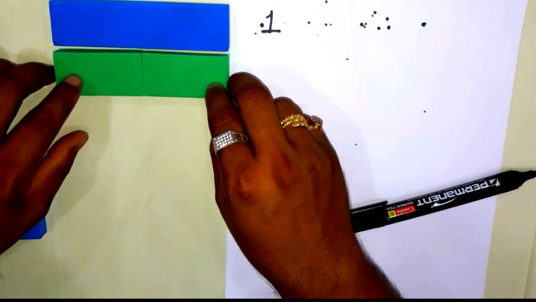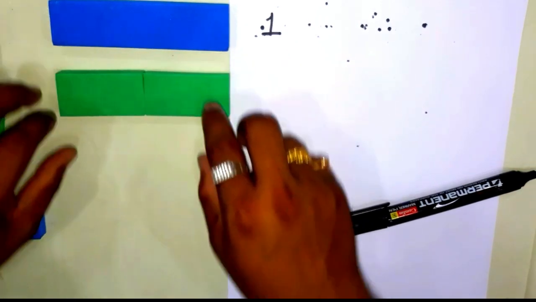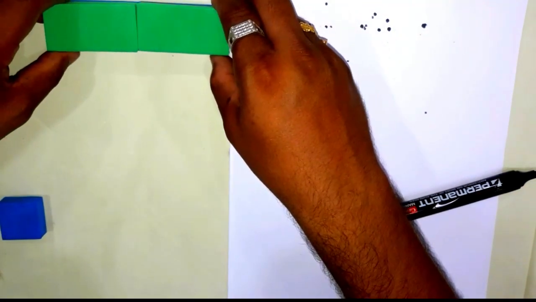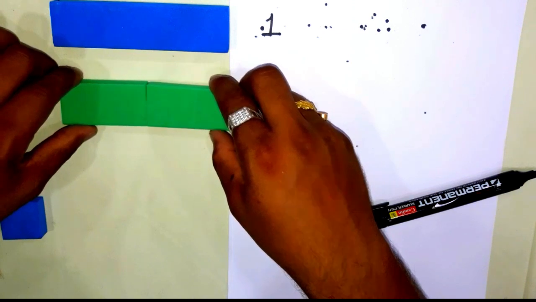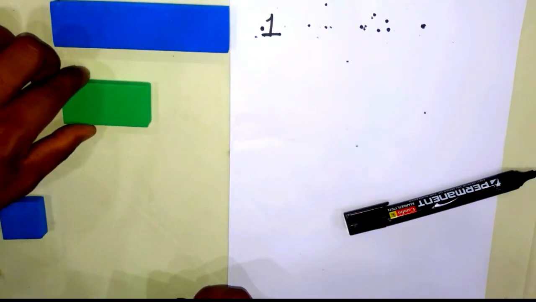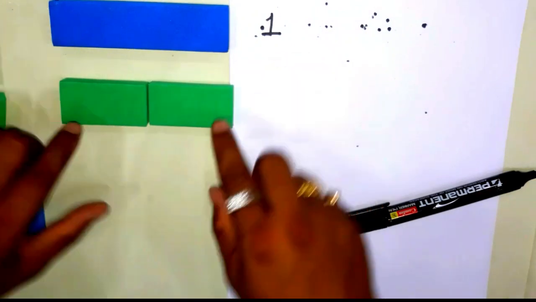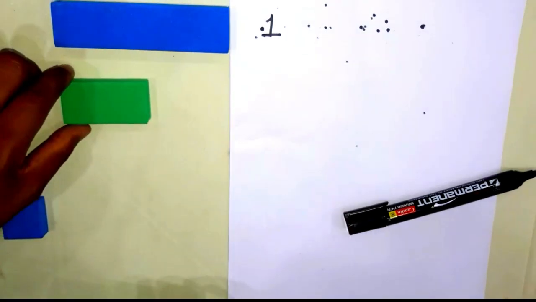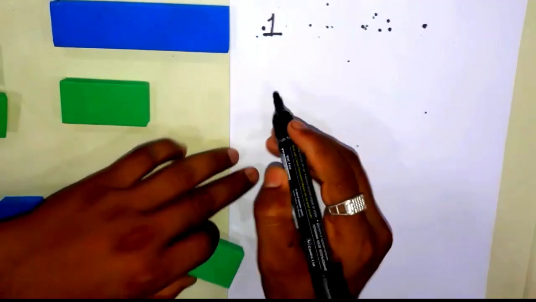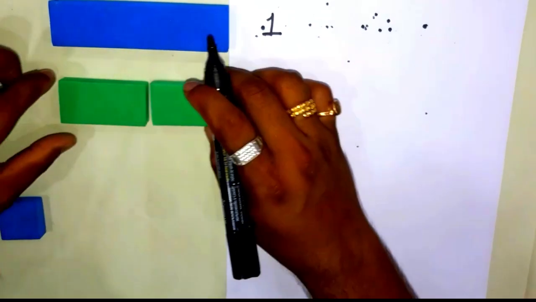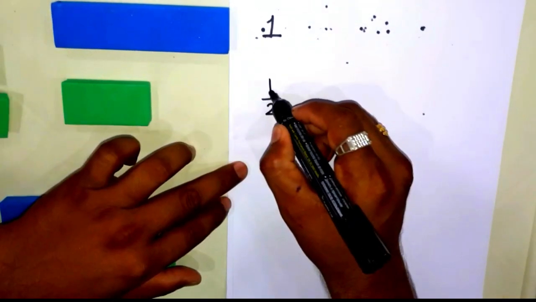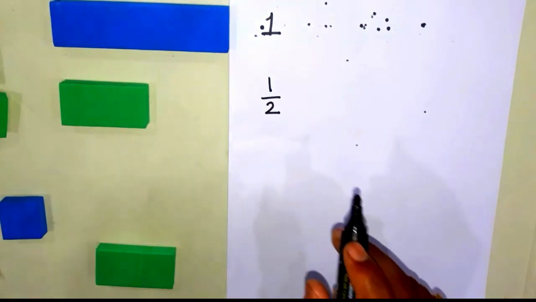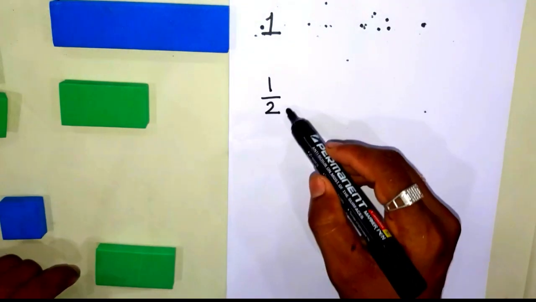Now you can see exactly. In this way the one rectangle is divided into two equal parts and this part is exactly half of this rectangle. So right now how many equal parts are here? Obviously two equal parts are here, and out of these two equal parts this is one part. So I am writing here. So this rectangle can be represented like this. Okay, so this is what we call half.